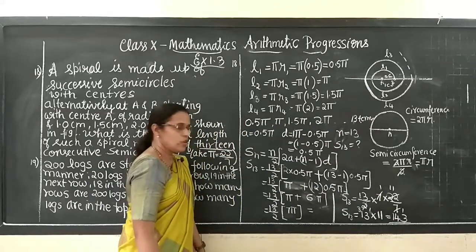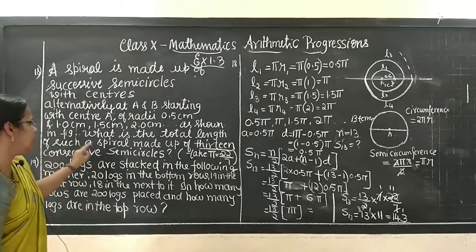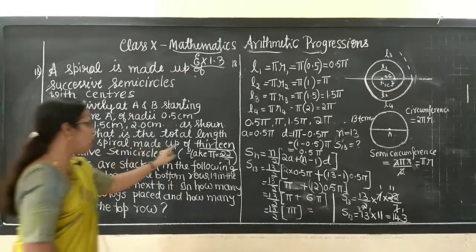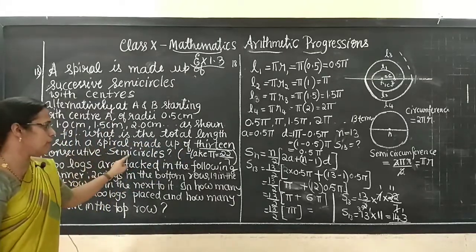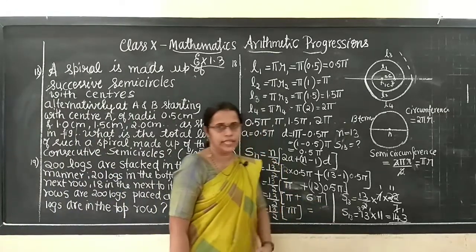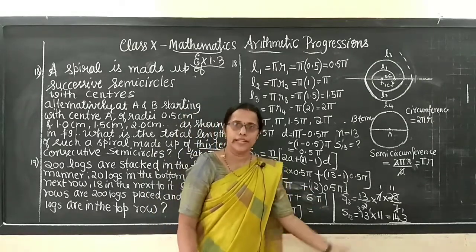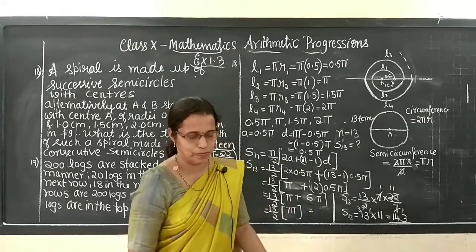143. So what you have to write then? Therefore, the total length of the such spiral made up of 13 consecutive semicircles is 143. Okay, so that's all about this problem. Let us move to the next problem now.